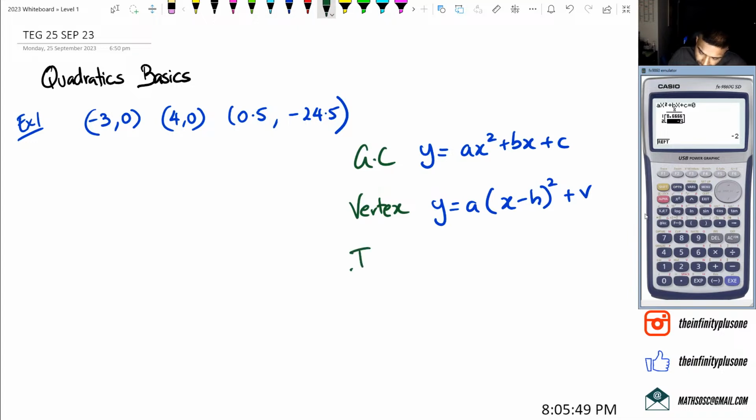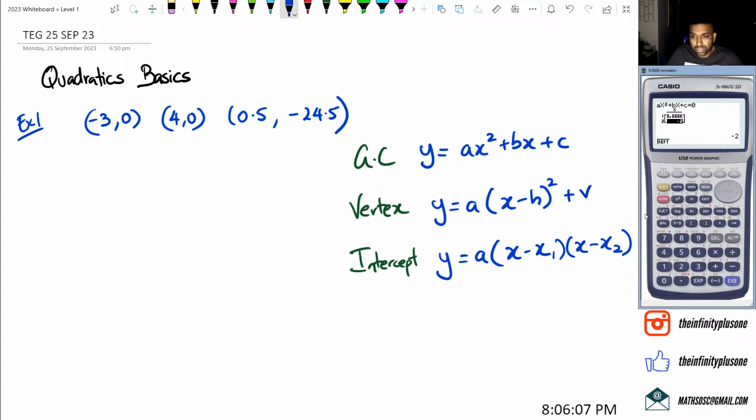And then you've also got the intercept format as well, which is y equals a, and again, I just write it like this. Again, your teachers might have given you a different version there. So what's important is that you look at this and go, well, which is the one that I want to be working with?